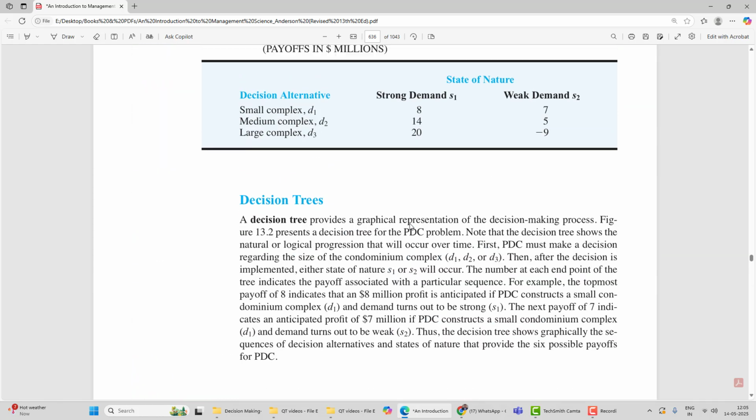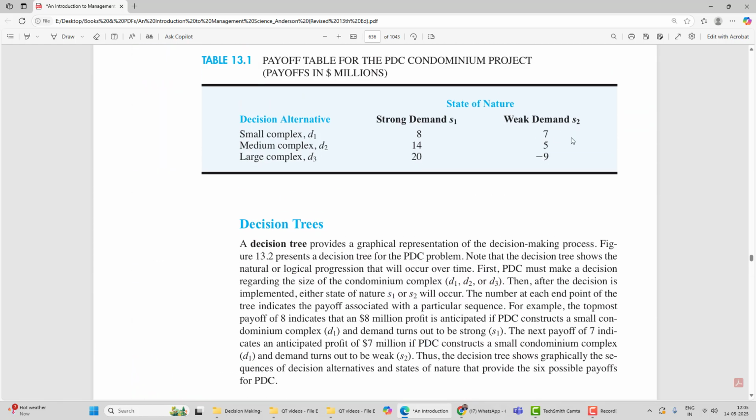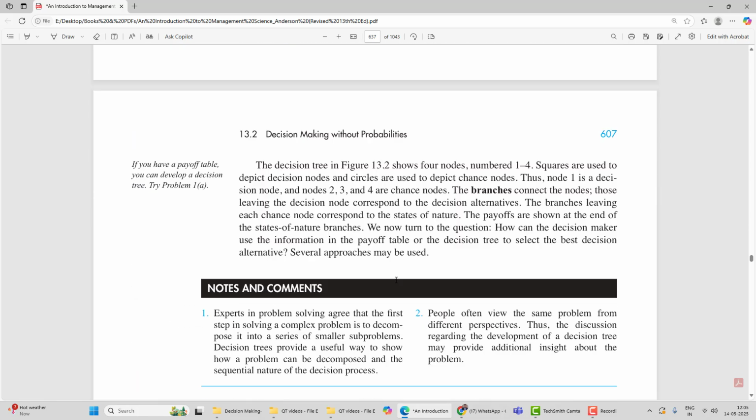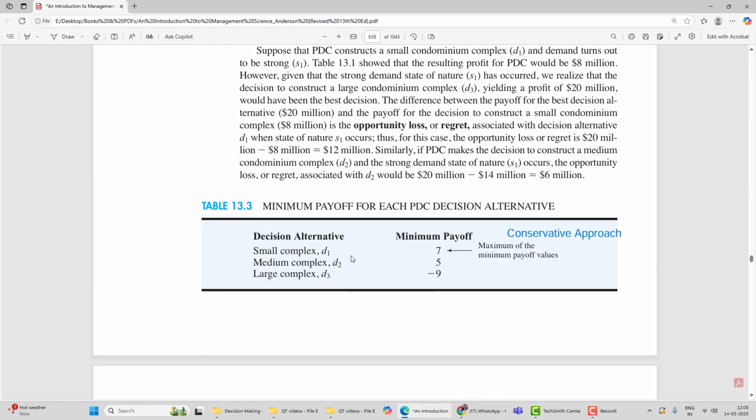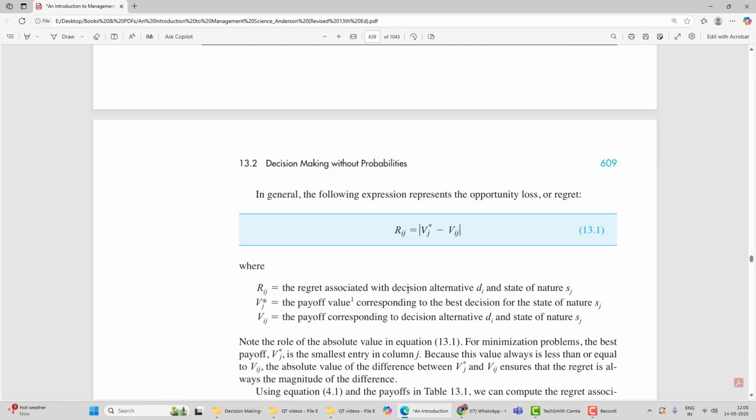They will be looking at the worst scenarios here, that is the weak demand scenarios, 7, 5, -9 under the three decisions, and out of that they will obviously go for the maximum payoff. So this is the Minimax approach they will take under conservative approach, and their decision will be to go for a small complex D1, right? So this is going to be their decision under conservative approach.